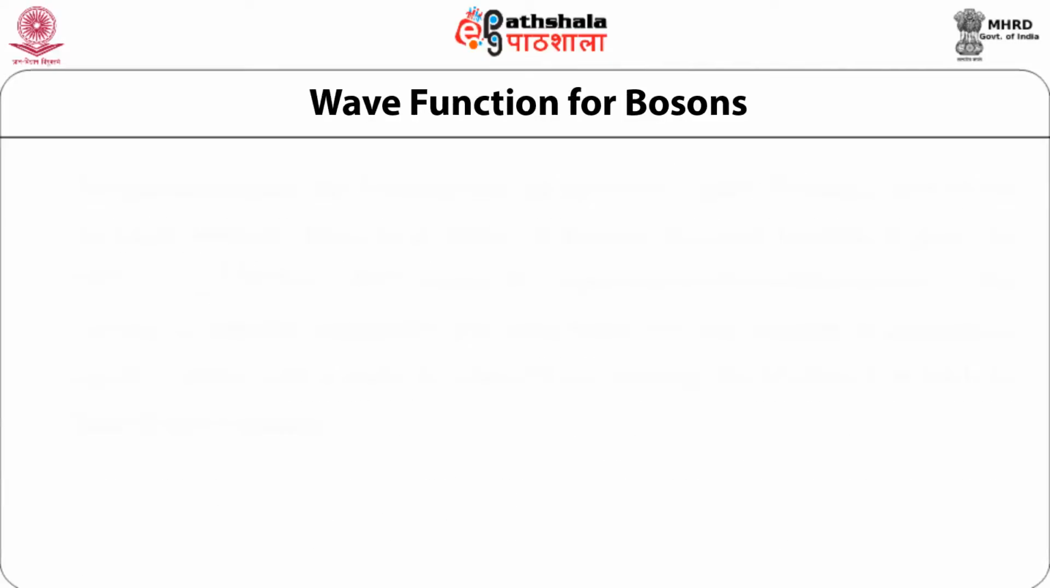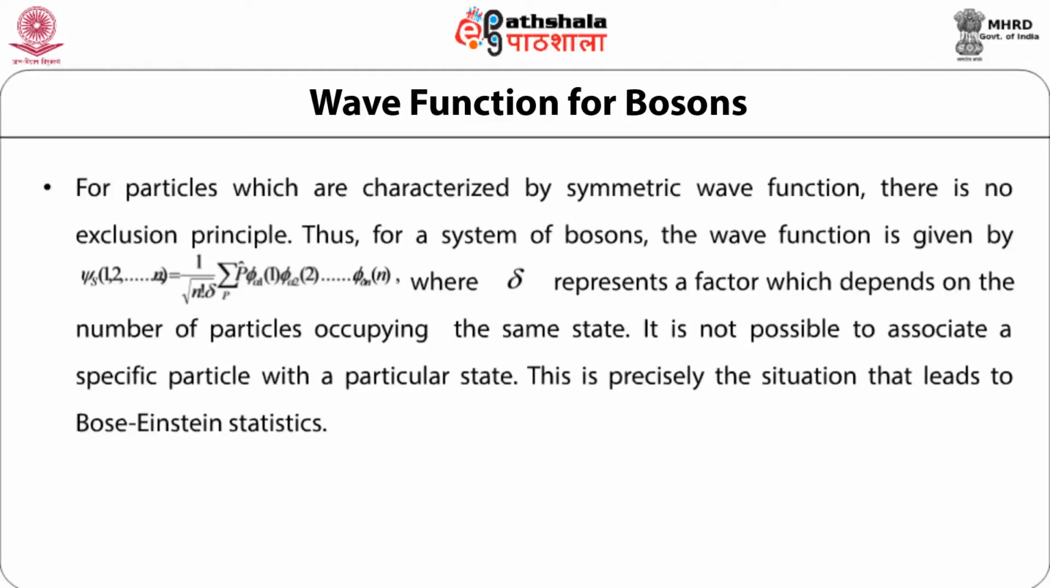Wave function for bosons. Now, like we discussed earlier, half integral spin particles are fermions, while particles which have no or integral spins are bosons. So let us now discuss how we can write down the wave function for a system of particles which are bosons. For particles which have zero or integral spin, we can characterize them by the symmetric wave function. That means that these particles do not need to obey the Pauli's exclusion principle.